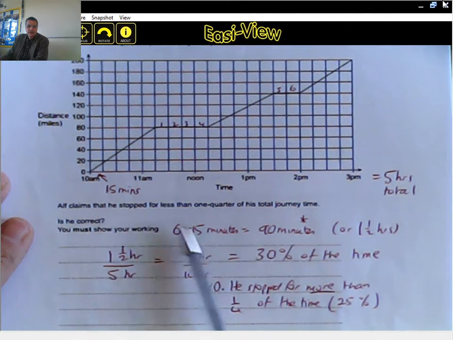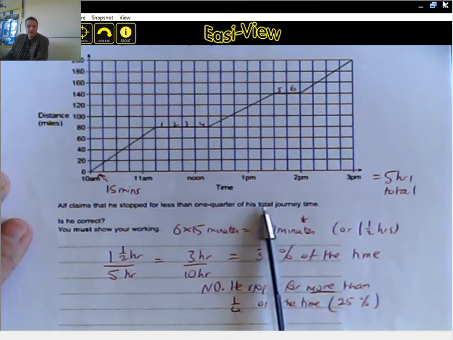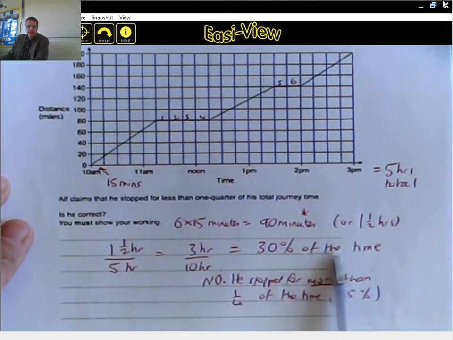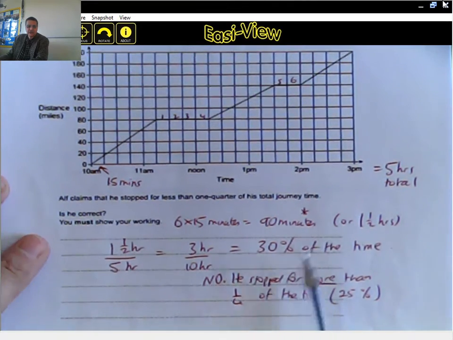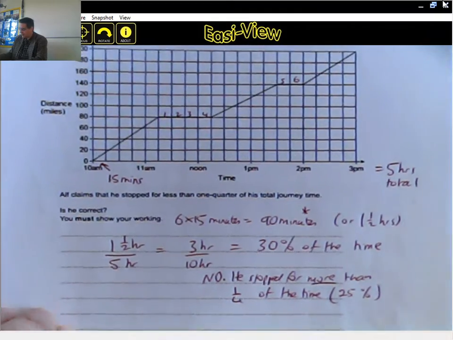Let's evaluate. Alf claims that he stops for less than a quarter of his total journey. Not true, Alf. You stopped for 30% of your total time. So no, you stopped for more than a quarter of the time, which is more than 25%. Alright, so there's your 3 marks.